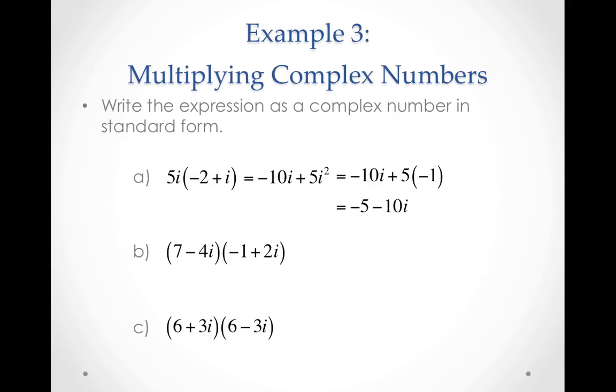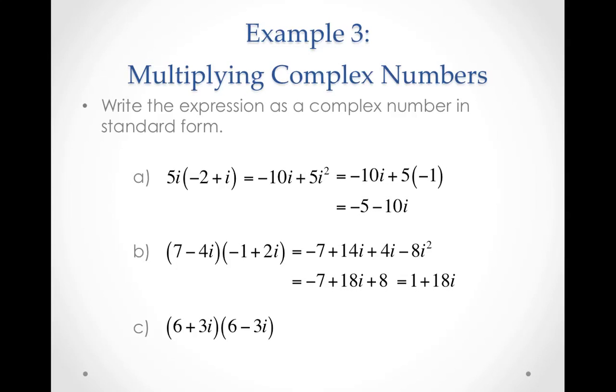In part B, we're going to FOIL to work things out. And again, you'll see that we've got a term with i squared in it. So we can combine our i terms, and then if we replace the i squared with -1, the -8 becomes +8, and then we can combine the real number parts to end up with 1 plus 18i. And again, that ends up giving us standard form for a final answer.